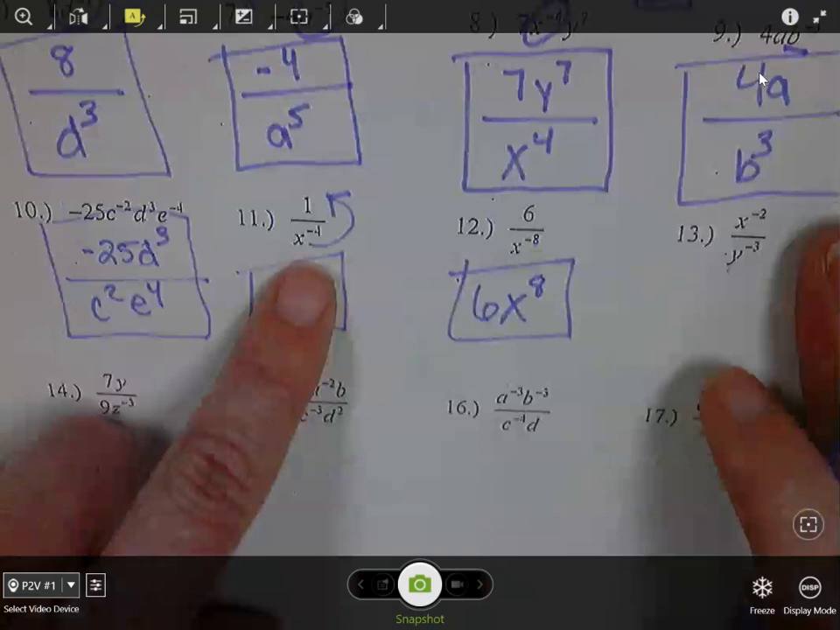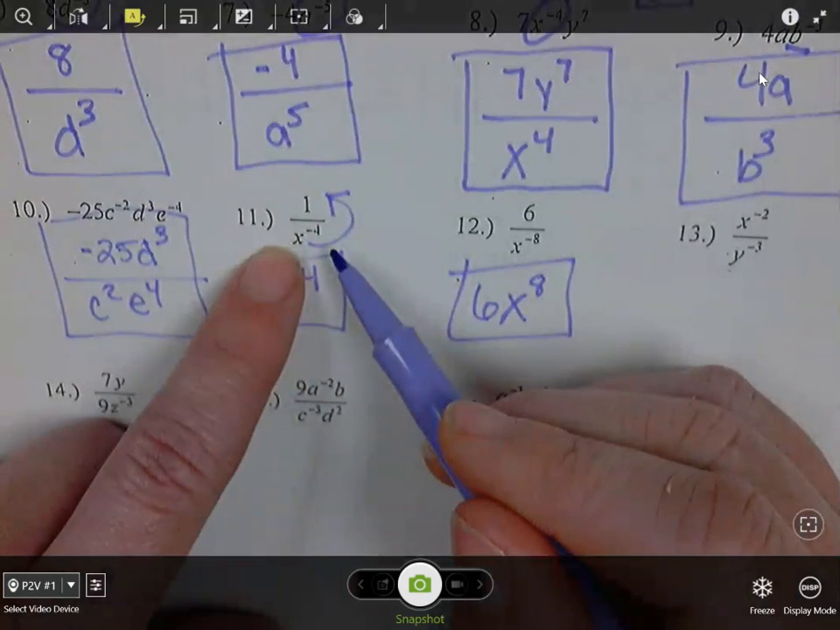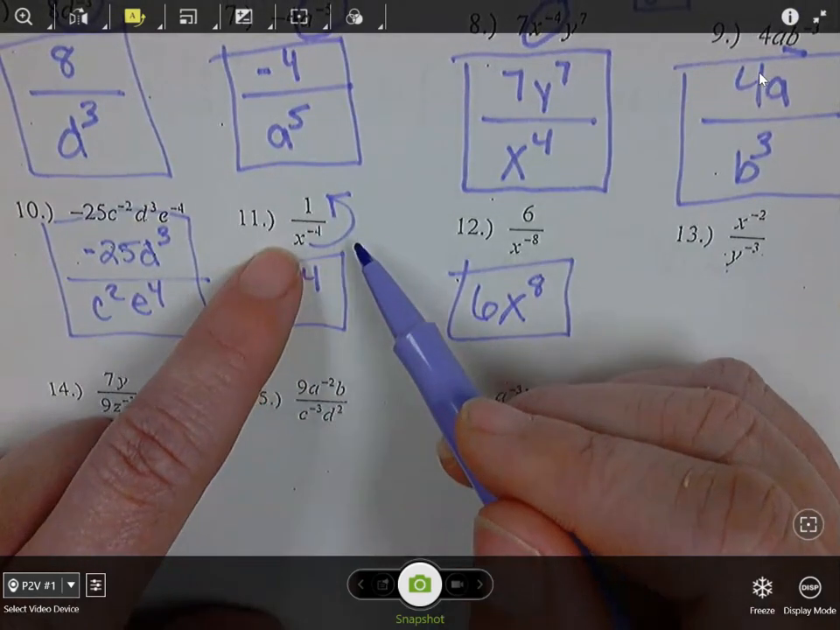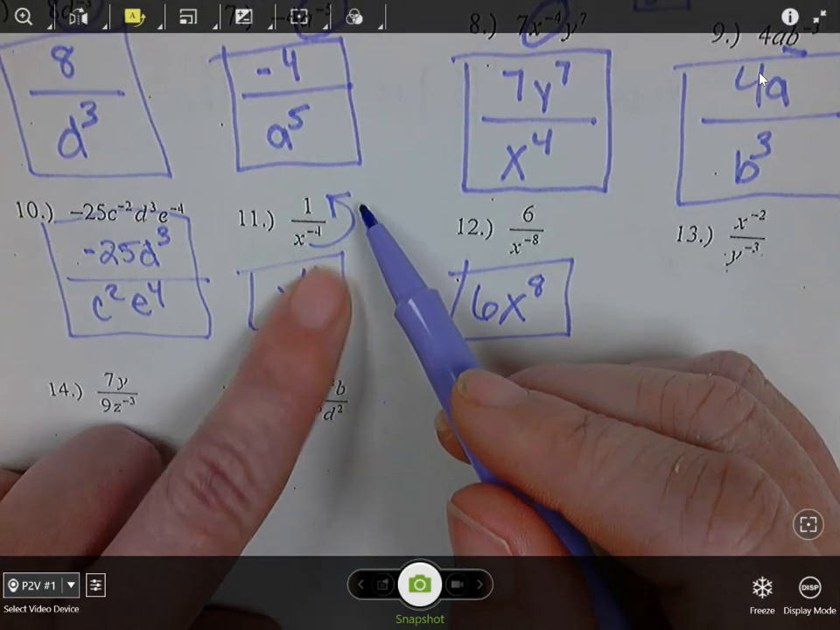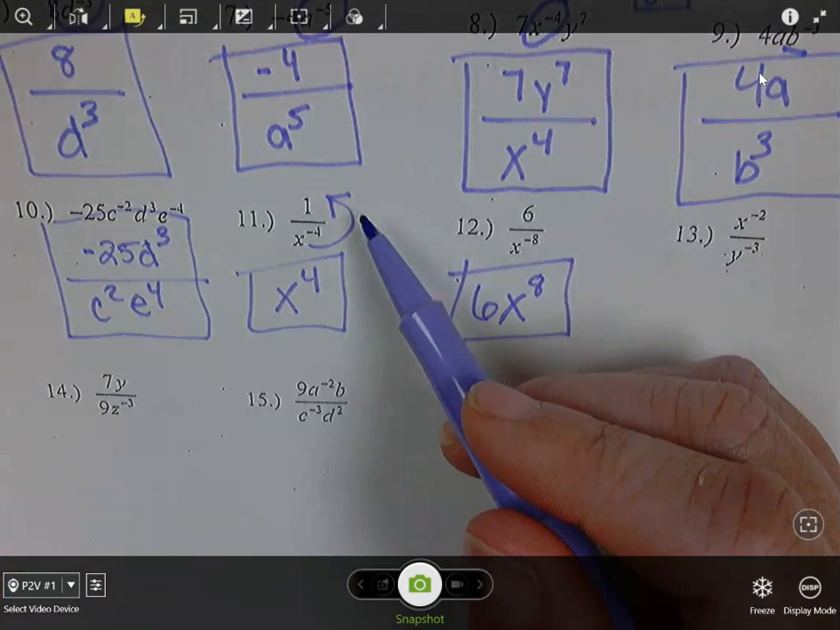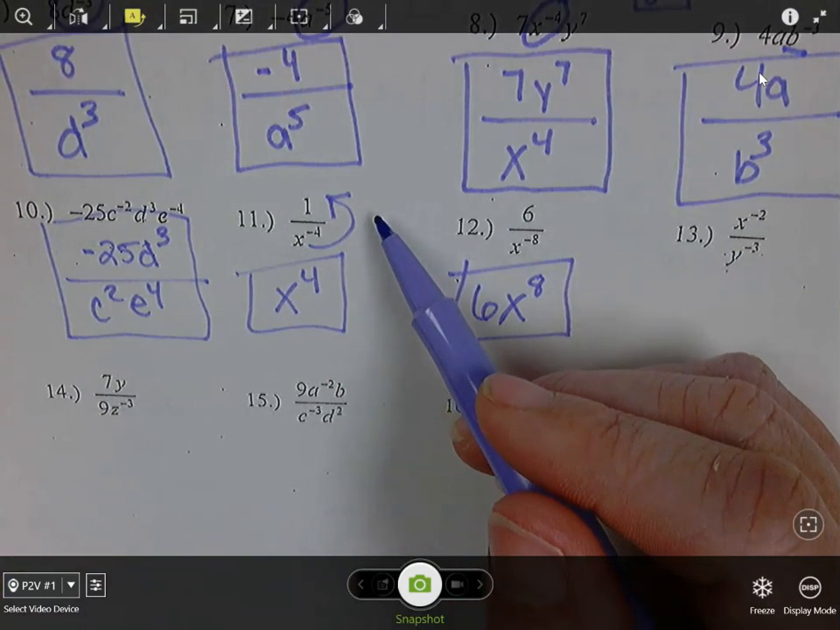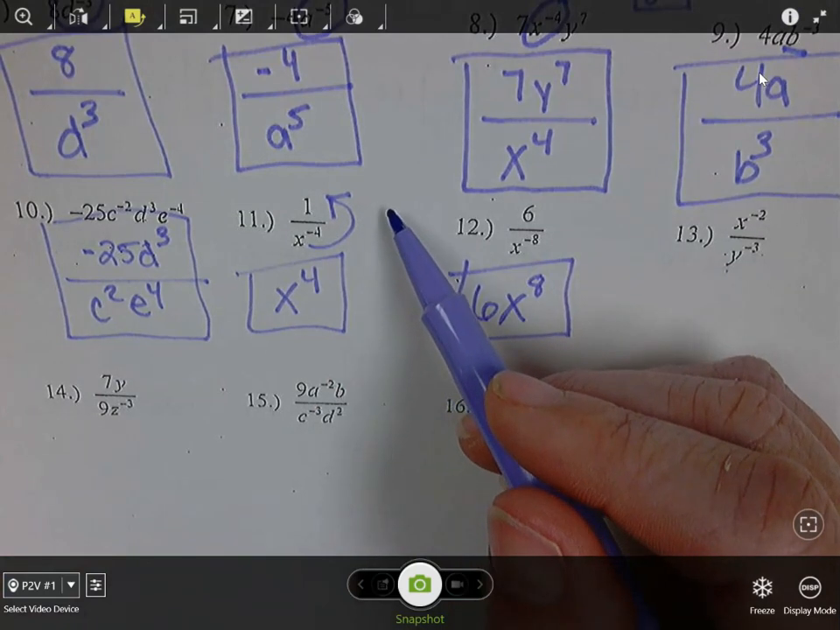Okay. What about this one that was already on the bottom? The X to the negative 4. Where did I have to move it to? To the top. So if it's negative, you just got to switch it. If it's on the bottom, move it to the top. And if it's on the top, move it to the bottom.